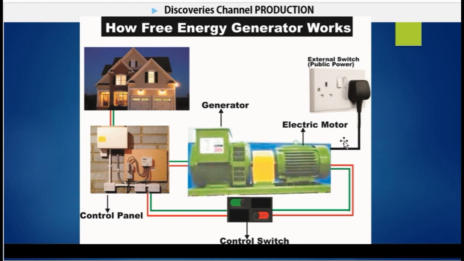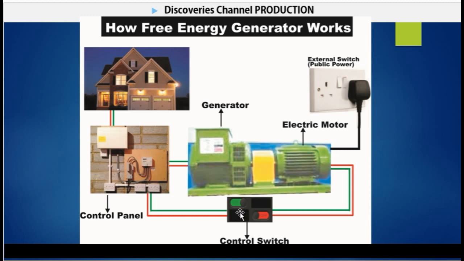Now when the power enters from outside, the electric motor will rotate at very high speed, and the electric motor will help the generator generate light. And the generator, as it is rotating at high speed, will send its voltage, its current, to this control panel. This is the control panel. This control panel will send its light to the house, and then send some to the control switch. At this stage, the control switch is in the off stage.